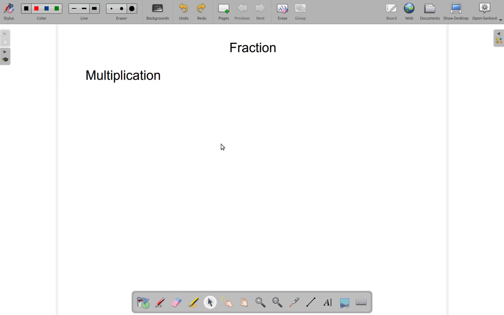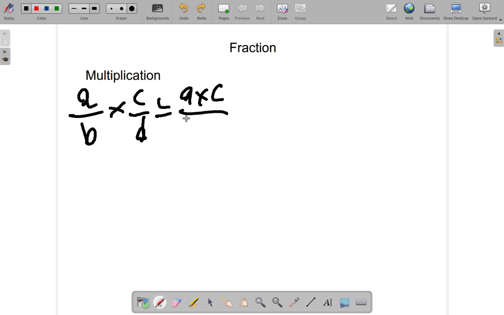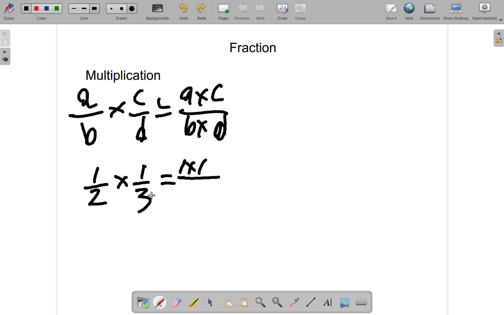Let's multiply some fractions. Generally, you have two fractions, a over b multiplied by c over d. You multiply the top, a times c, divided by b times d. So if you have, for example, 1/2 multiplied by 1/3, this would be 1 times 1 upstairs over 2 times 3 downstairs. 1 times 1 is 1, over 2 times 3 is 6. 1/6.